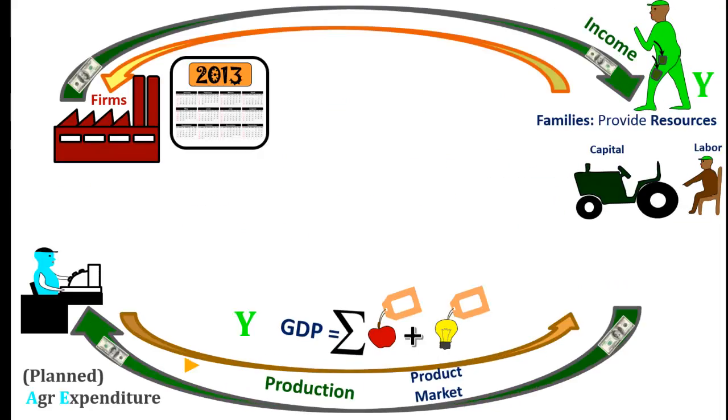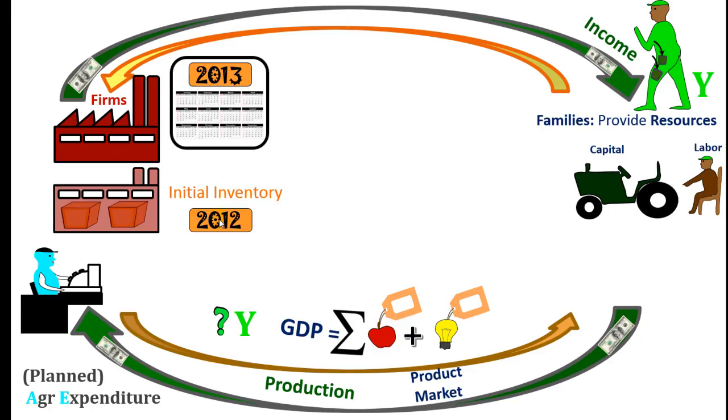So how do we measure this variable Y, or GDP? Let's consider a firm that represents all of the firms in the country, which starts the year 2013 with an inventory of 2 boxes of goods and services that were produced in the previous year, in 2012. So this is the initial inventory for 2013. Let's assume that the families demand one of these boxes. We are going to call this demand D1.